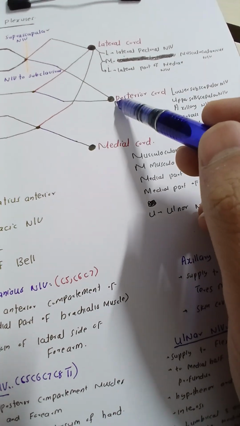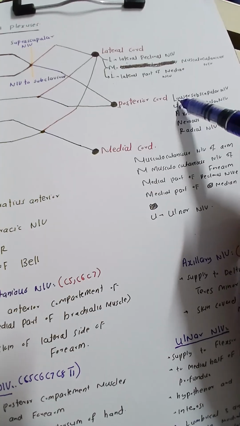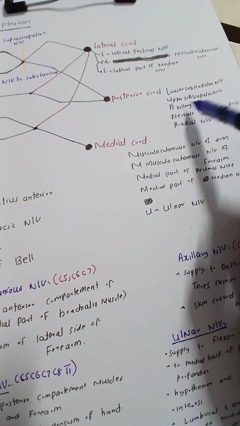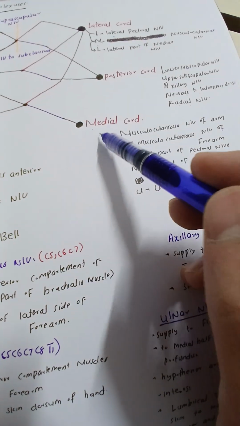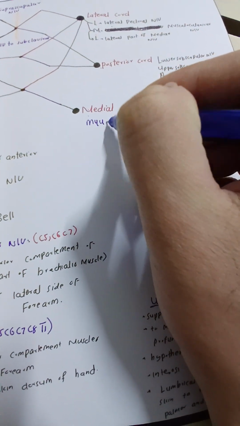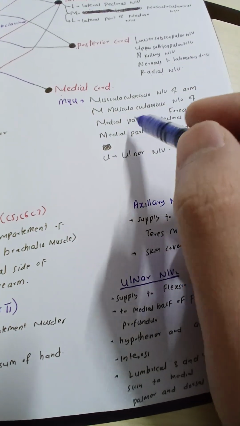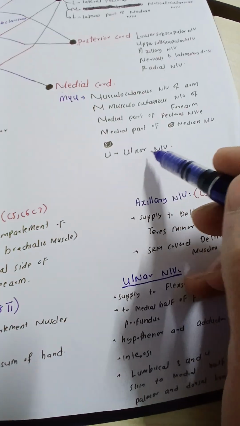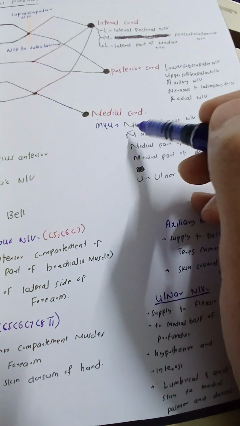The posterior cord will give five branches, and we learn by the mnemonic LOUNR. So the posterior cord will give lower subscapular nerve, upper subscapular nerve, axillary nerve, nerve to latissimus dorsi, and we have radial nerve. Then we have medial cord. So the medial cord mnemonic is M4U. Then we have medial cutaneous nerve of arm, medial cutaneous nerve of forearm, medial part of pectoral nerve, medial part of median nerve, and we have ulnar nerve. So all these five branches are given by what cord? Medial cord.